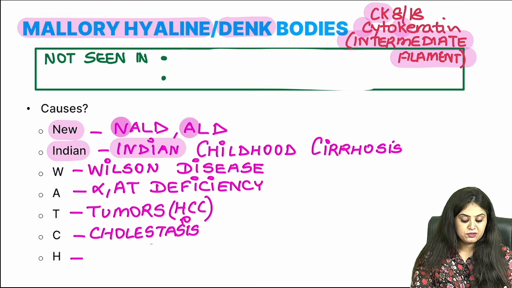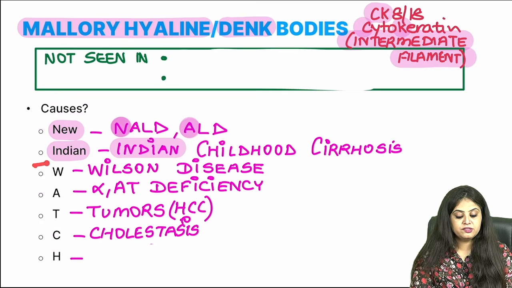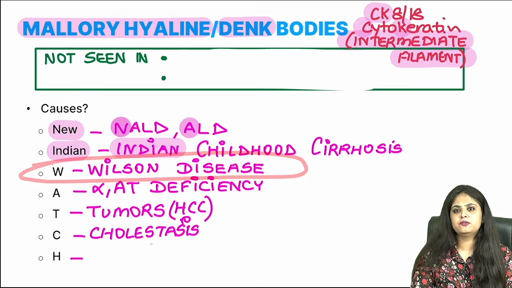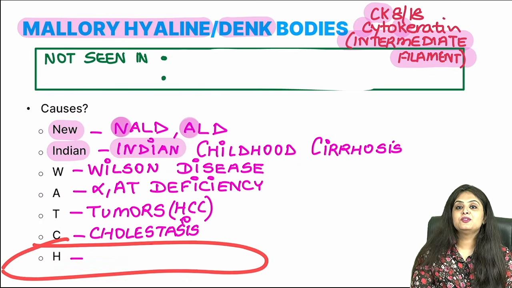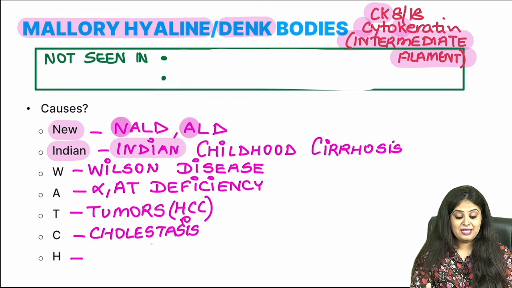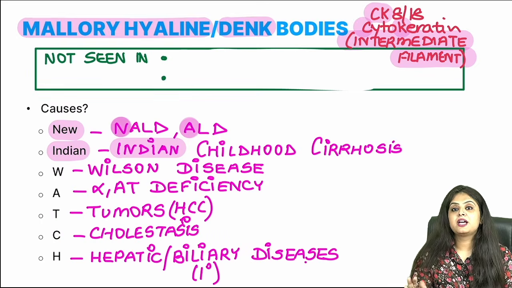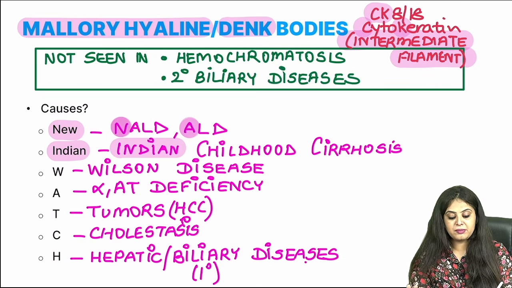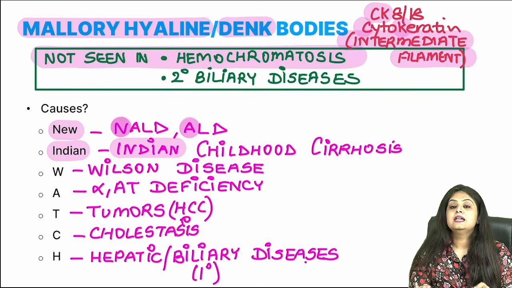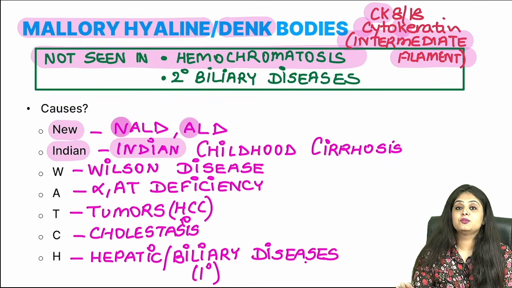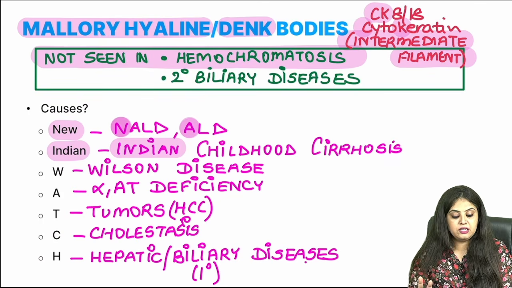And H, please do not make an error here, because students say W for copper overload, so Wilson disease, and H must be iron overload, so hemochromatosis. No. H stands for hepatic or primary biliary diseases, because Mallory-Hyaline or Denk bodies are not seen with iron overload. They are not seen with hemochromatosis. So what are the two conditions? This has been a NEET PG PYQ.